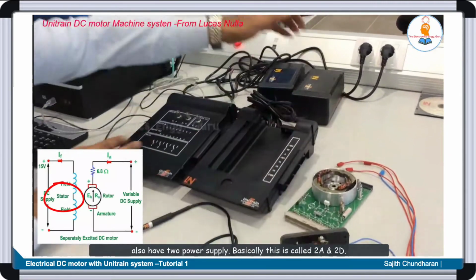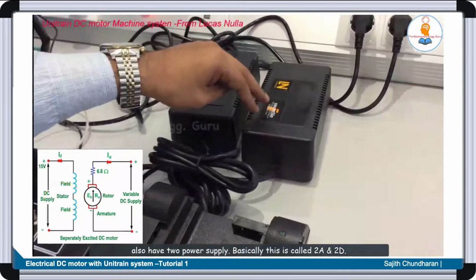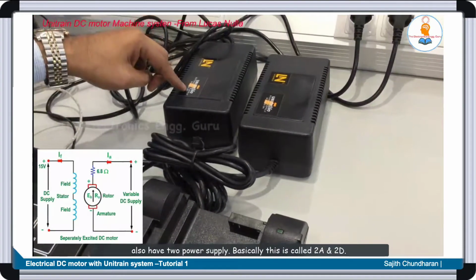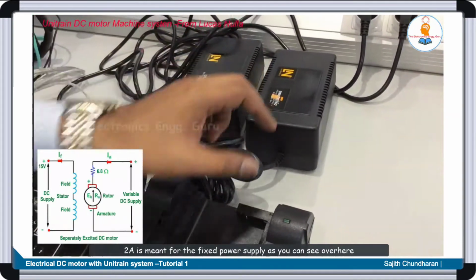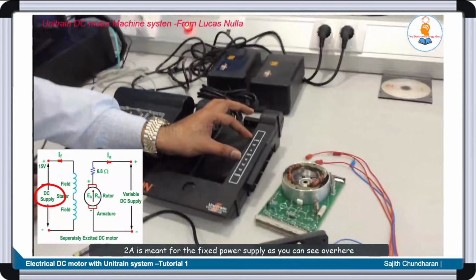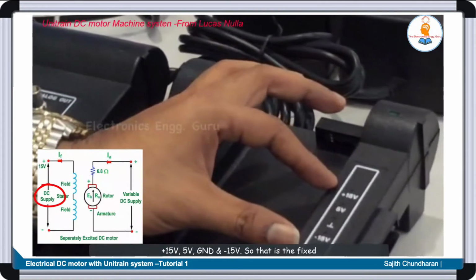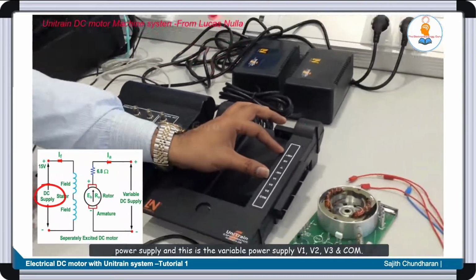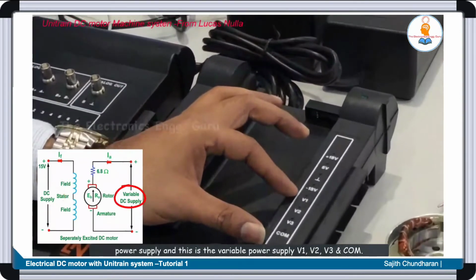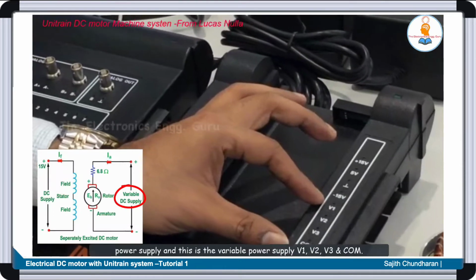And we also have two power supplies, basically called 2A and 2D. 2A is meant for the fixed power supply, as you can see over here: plus 15 volt, 5 volt, 0 volt and minus 15 volt. So that is the fixed power supply, and this is the variable power supply, V1, V2, V3 and common.